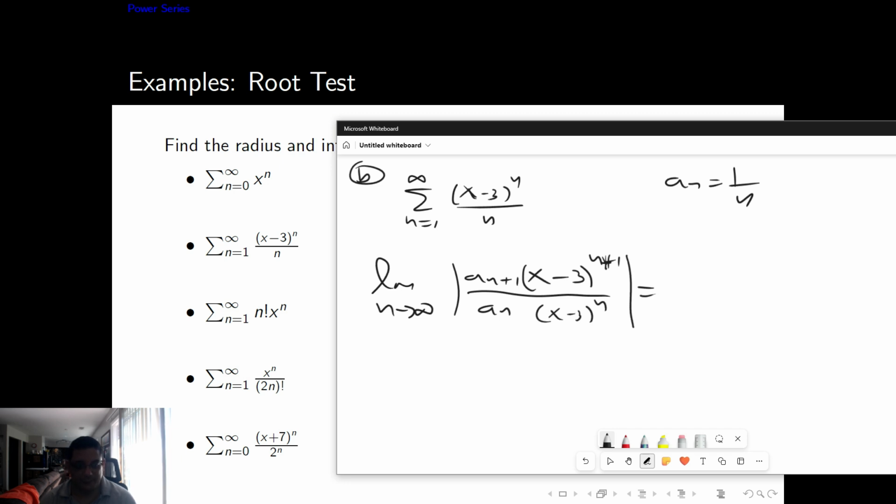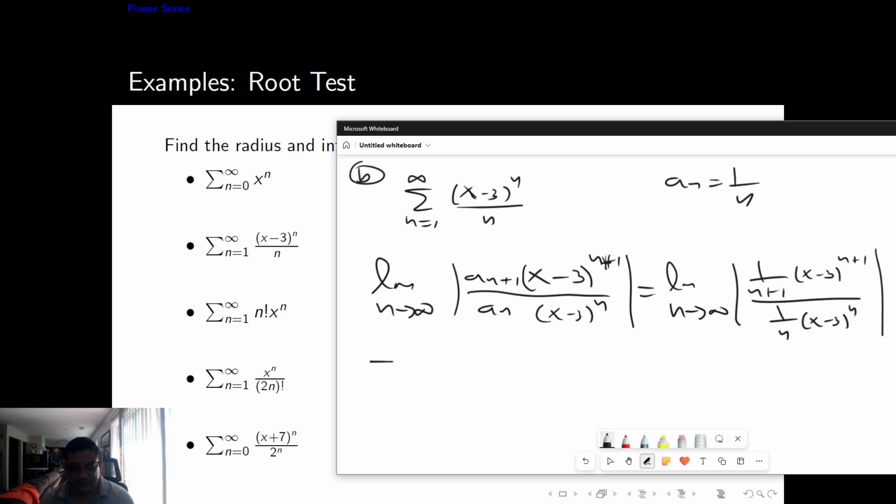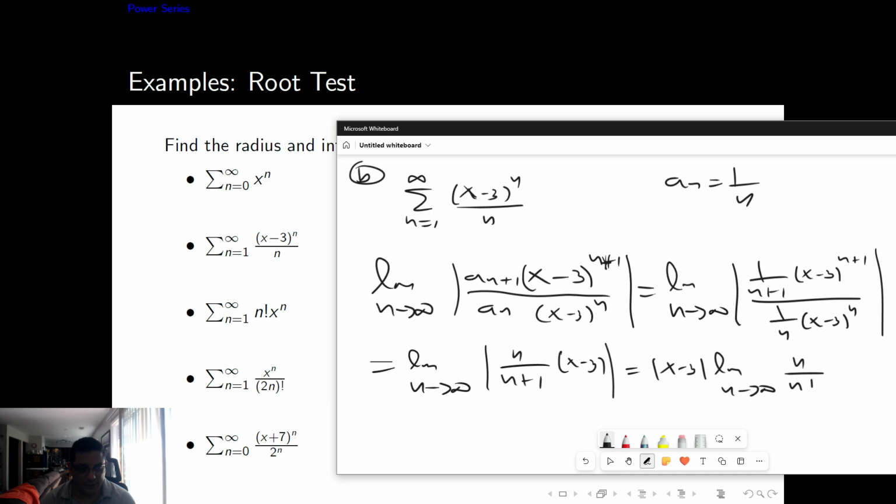And now I pretty much plug in whatever this is, which is 1 over n plus 1. So this is the absolute value of 1 over n plus 1, x minus 3 to the n plus 1, over 1 over n, x minus 3 to the n. And then now I simplify. When I'm simplifying, this is going to be the limit as n goes to infinity of n over n plus 1, and this is going to be simply x minus 3, since I lose the power of n. So this is the absolute value of x minus 3 times the limit as n goes to infinity of n over n plus 1.